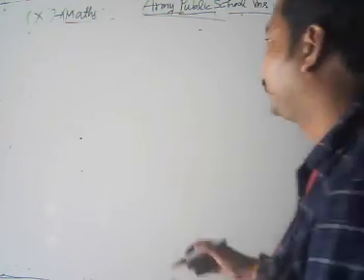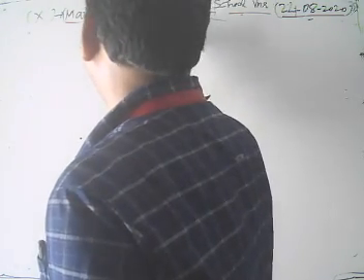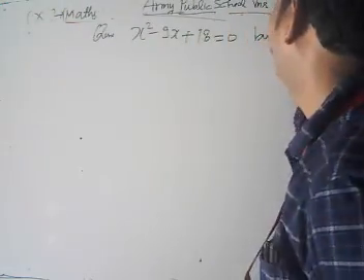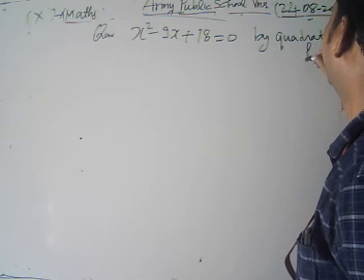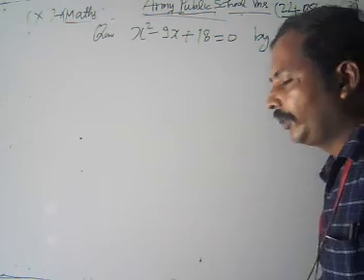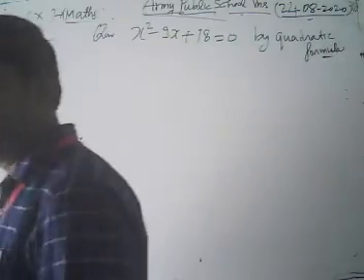Solve the equation x square minus 9x plus 18 equal to 0. We are going to solve the question x square minus 9x plus 18 equal to 0 by the quadratic formula. We are going to solve this, one of our first basic questions. Solve the equation by using the quadratic formula.